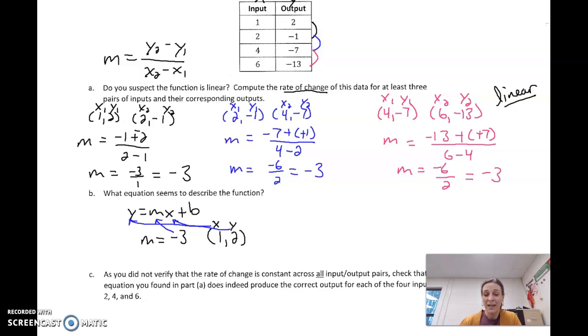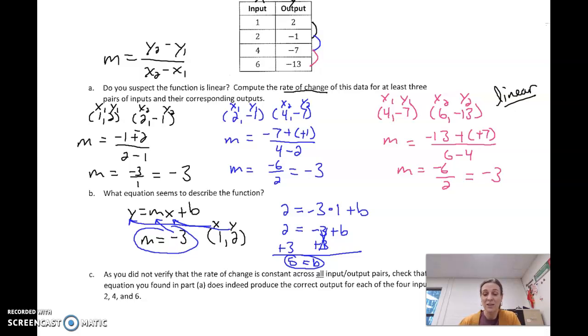So instead of saying y equals, I'm going to say what y is. 2 equals my m, -3, times my x, 1, plus b. I don't know what b is yet. So I simplify and solve. -3 times 1 is -3. And then I add 3 to both sides. 2 plus 3 is 5. That cancels, and I bring down my b. So b equals 5.